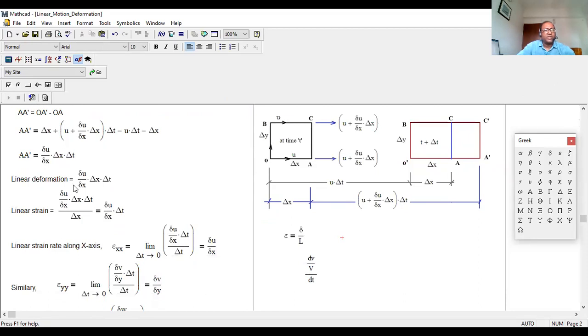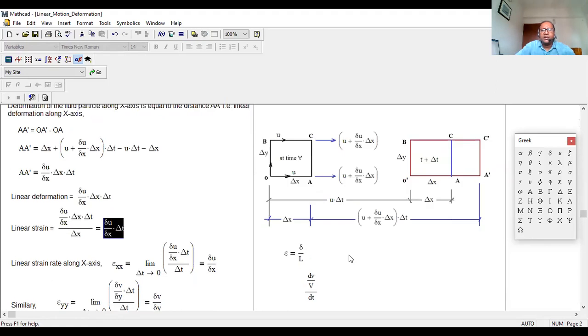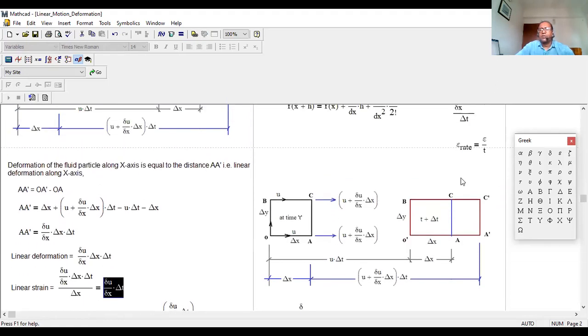Strain. Now, we got delta. How will we figure out the strain? Linear strain equals deformation divided by original length. So we are getting del u by del x into delta t; delta x will be out, right? This is the linear deformation.